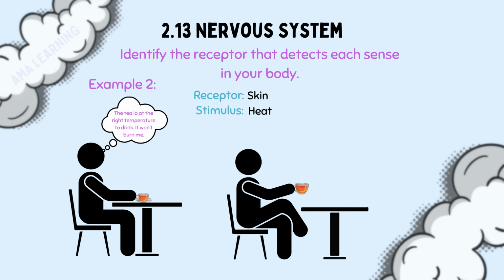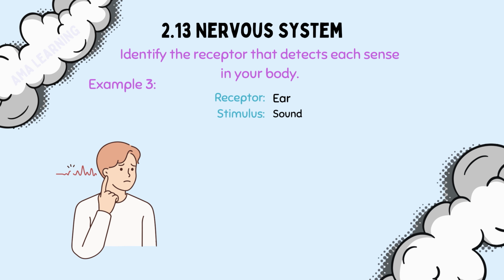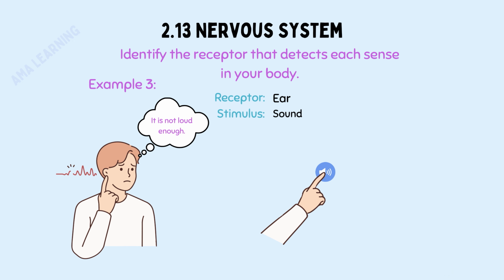In example 3, the ear has detected sound and sent a message to the brain. What happens next? The brain makes a decision: it is not loud enough. The brain, which is part of the central nervous system, sends electric impulses to the muscles, which are the effectors, in the fingers through the motor neurons. This brings about a response. The muscles in the fingers contract and press the increased volume icon.